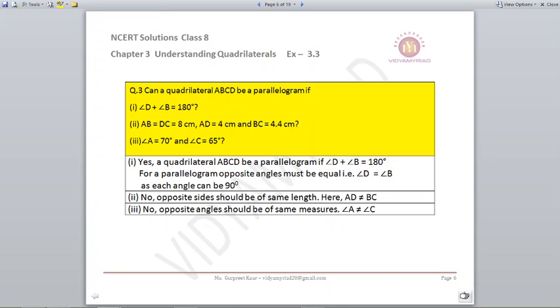Next, you are given angle A as 70 and angle C as 65. If you draw a diagram, A and C will come as opposite angles and they should be equal for a parallelogram. Since they are not equal, we will say that it will not form a parallelogram.